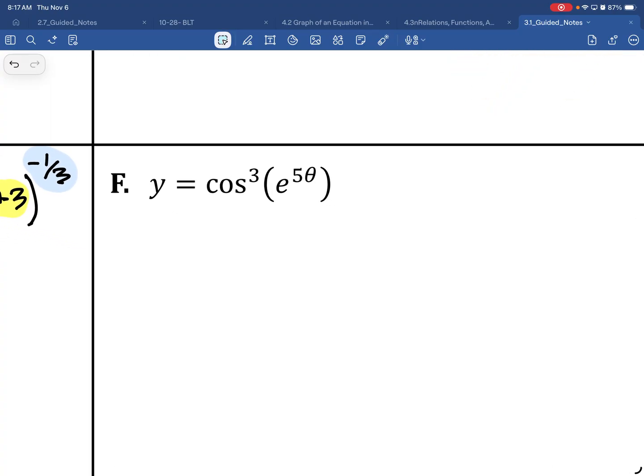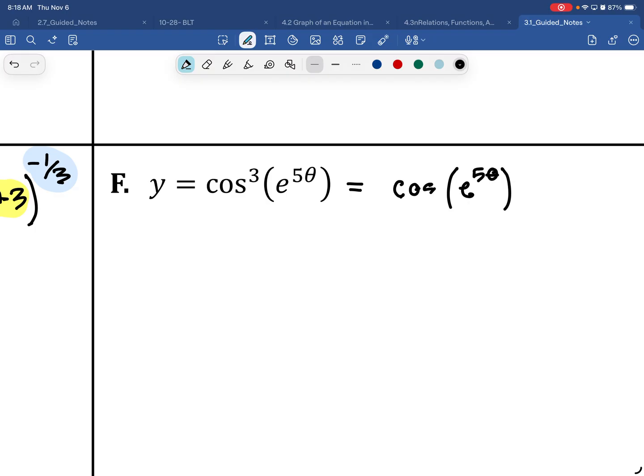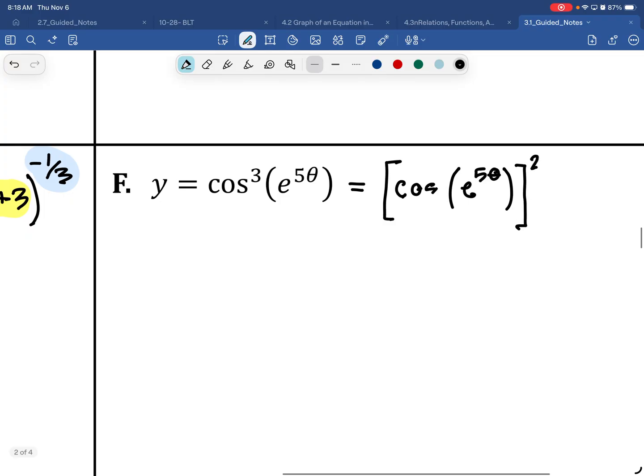There's a lot going on here. Let me rewrite it. And here's the confusion, I think. This cube means that after you do the cosine of whatever you have, you cube that result. So it's probably best when you have a very complicated chain rule to think of that cube on the cosine as being a cube after you apply the cosine.